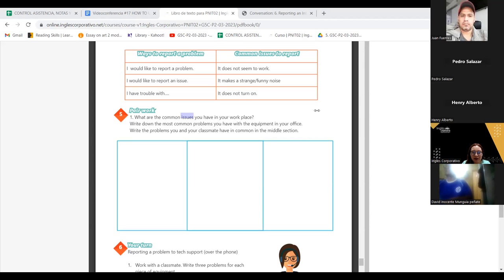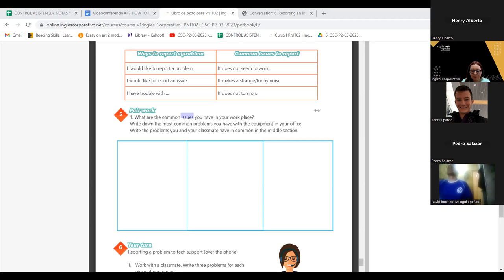Now we're going to hear Henry Alberto, please. The common issue I have in my workplace is with a computer because sometimes it gets very slow. It may be because it has too many files or it also needs a new antivirus. I don't know, but I need it to be faster. All right, perfect. ¿Y por qué no terminó el trabajo? La computadora. Thank you, Henry, for sharing.